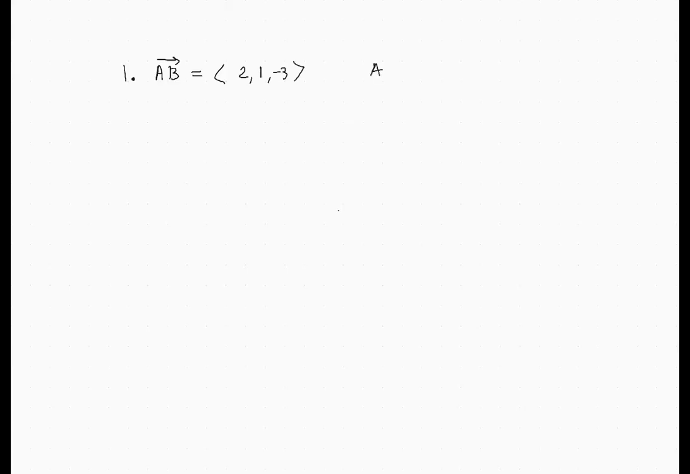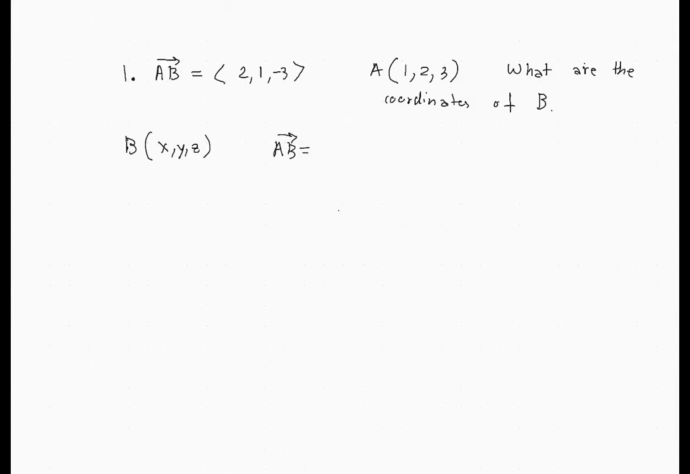And we're being asked to find what the coordinates of the point B are. So this is quite simple because if, let's say, the coordinates of B are x, y, z, then we know that AB has coordinates that are the differences between the coordinates of B and the coordinates of A. So these are going to be x minus 1, y minus 2, and z minus 3.